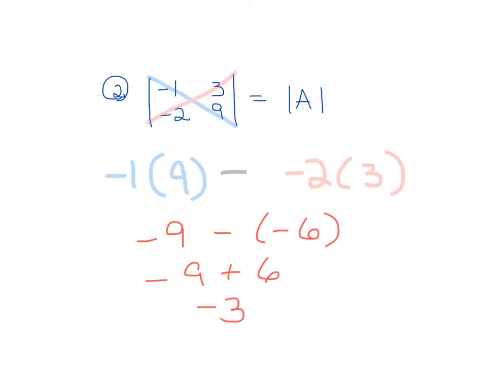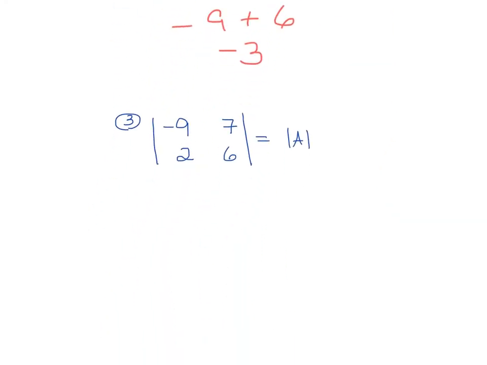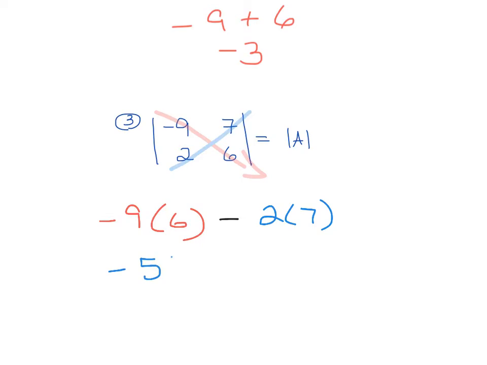Okay, next one. Let's try the next one. Again, we're doing cross products here, going down the diagonals. -9 times 6. We're subtracting the 2 times the 7. And I get -54 minus 14. And my determinant value is -68. So when it's a 2 by 2, it's nice and basic, nice and simple. Now we're going to try a 3 by 3.